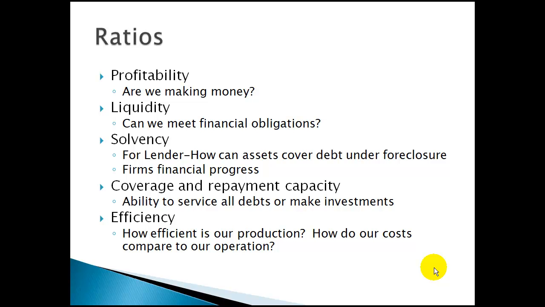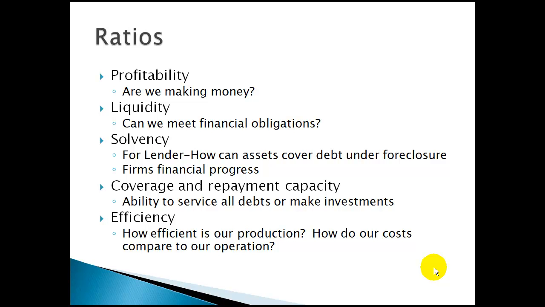Profitability ratios say, are we making money? Liquidity ratios talk about, can we meet financial obligations? They're going to deal with short-term financial obligations, current liabilities, and short-term sources of cash, current assets, and compare the two. Solvency, for a lender, it can be how can assets cover debt under a foreclosure situation. And so that's looking at the total assets that we have compared to the liabilities, the obligations that the firm has. It also is a way to compare the firm's financial progress over time. Is it becoming more solvent, or is it gaining wealth?